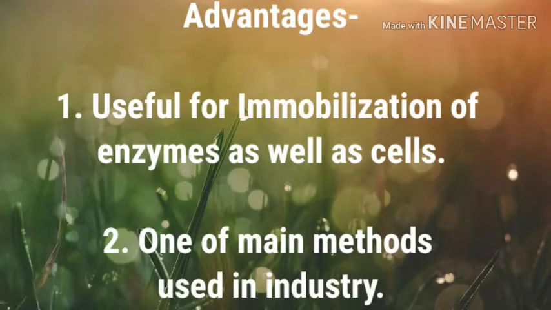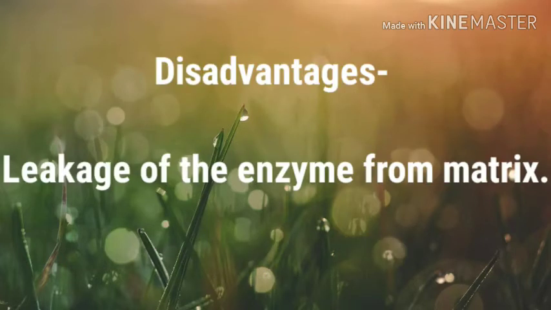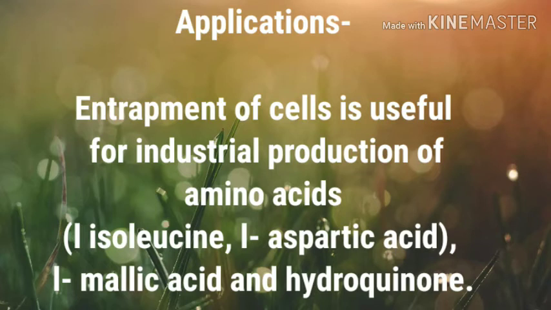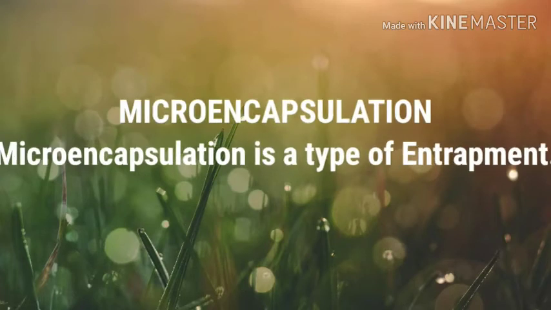Advantages. Useful for immobilization of enzymes as well as cells. One of the main methods used in industry. Disadvantages. Leakage of the enzyme from matrix. Applications. Entrapment of cells is useful for industrial production of amino acids, L-isoleucine, L-aspartic acid, L-malic acid and hydroquinone.